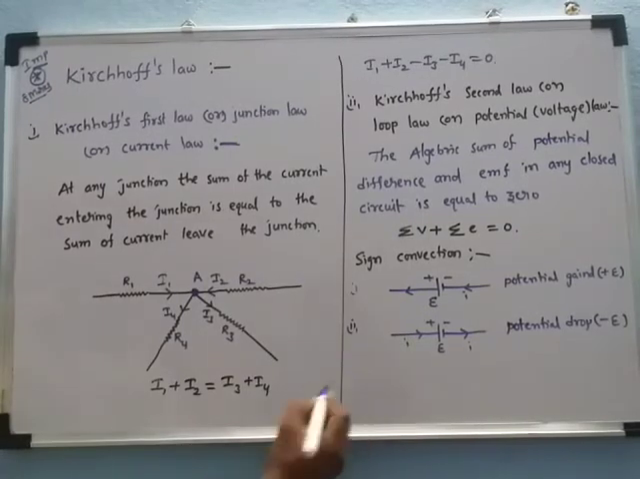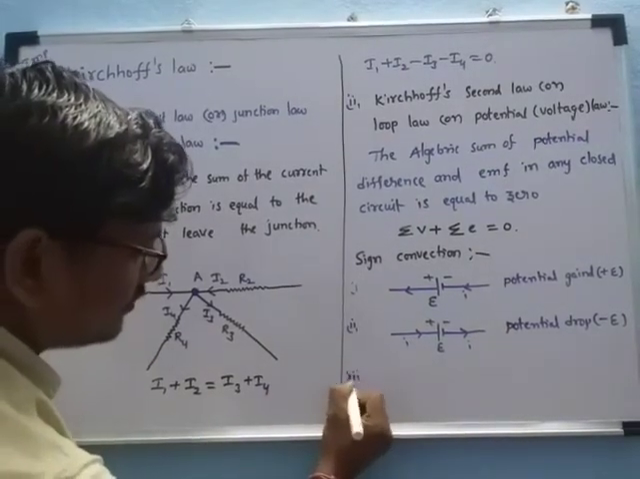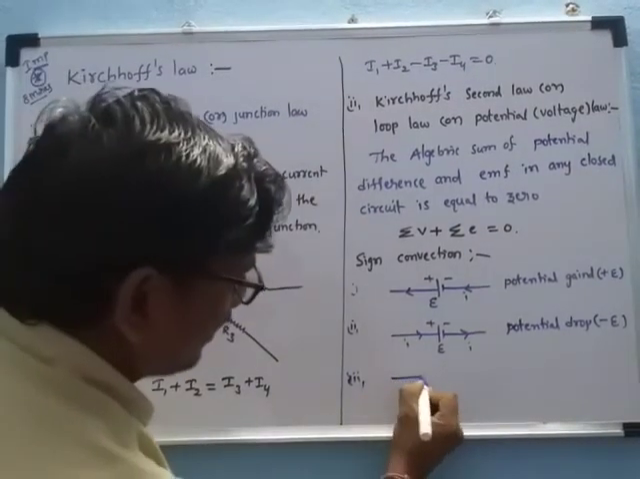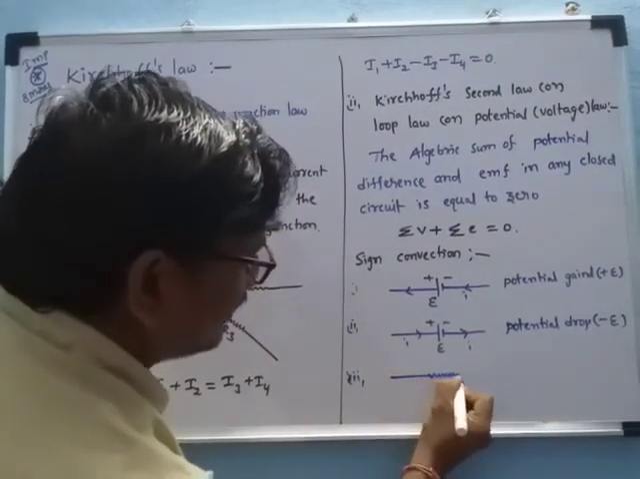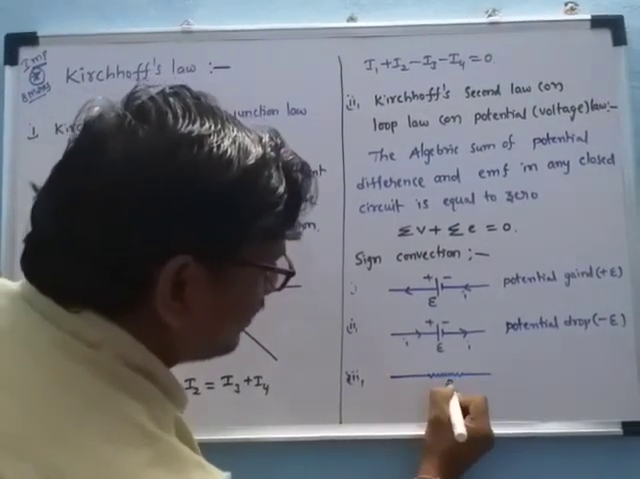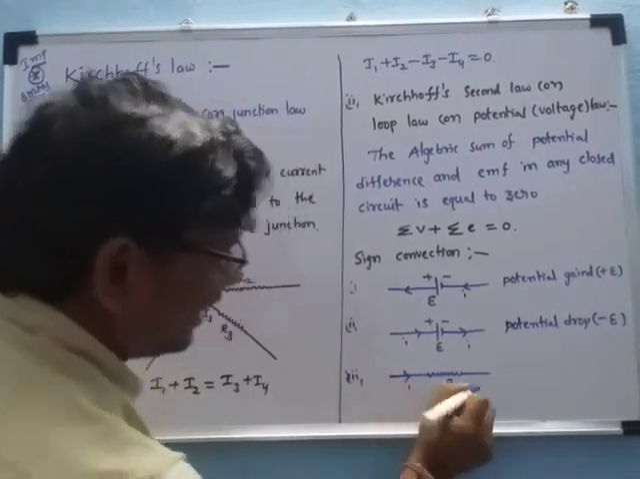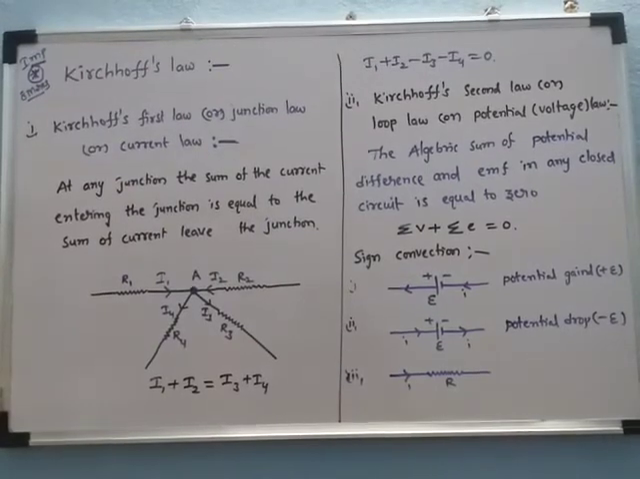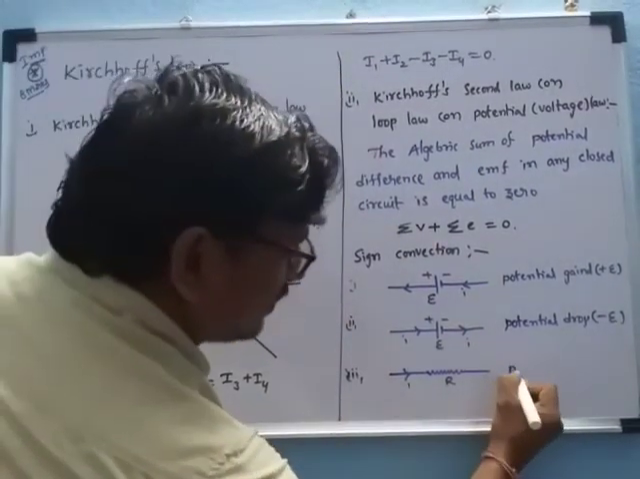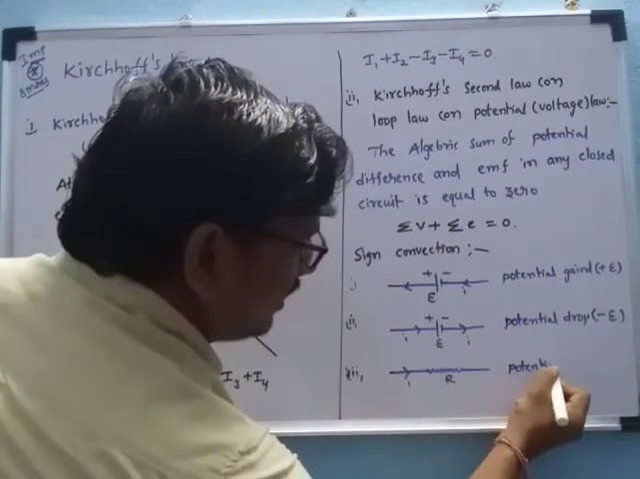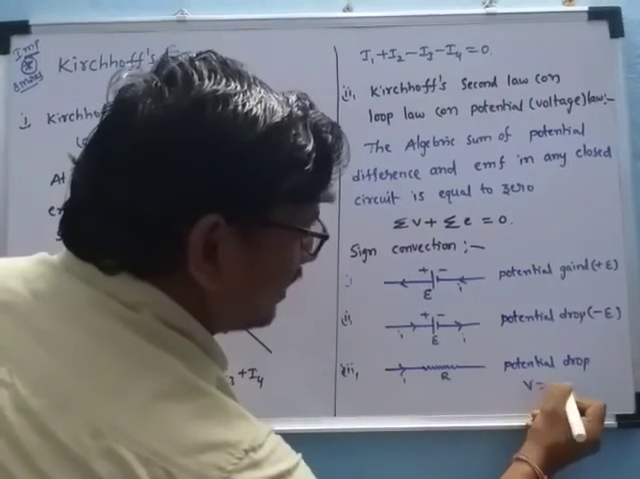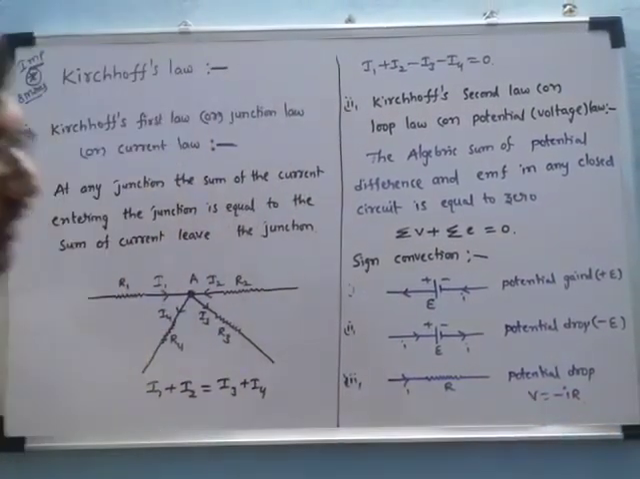And now this is the third rule. See here, the current and, in the circuit, you have the resistance R and the current. The current and the resistance are in the same direction, which is called potential drop. In potential drop, V is taken as minus I into R.